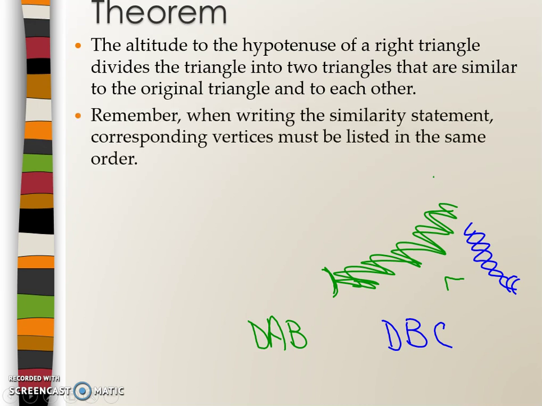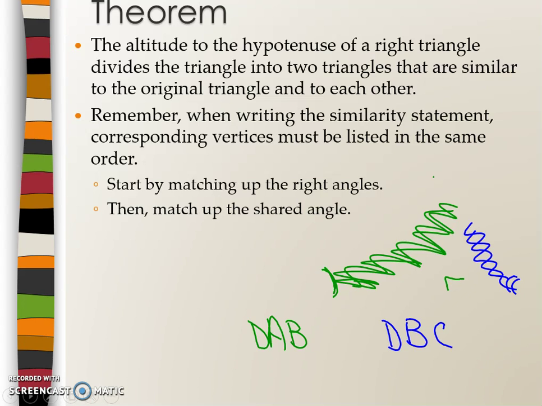So remember, when writing the similarity statement, corresponding vertices must be listed in the same order. So we're going to start by matching up the right angles, then match up the shared angle. Finally, we're going to fill in the remaining angle.